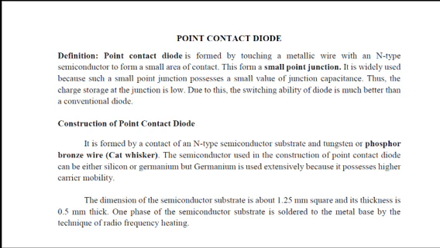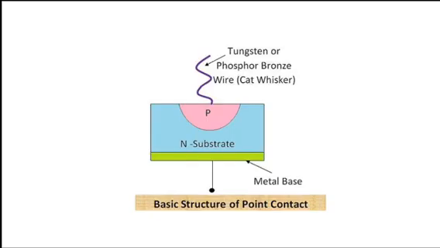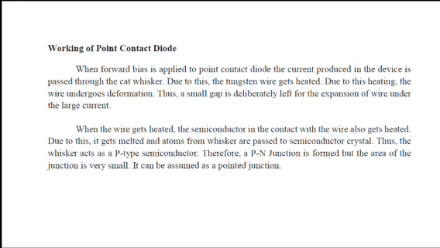In the case of the point contact diode, there is an N-type semiconductor substrate and a phosphor bronze wire. The semiconductor used in the construction of the point contact diode can be either silicon or germanium, because it possesses higher carrier mobility. The dimension of this semiconductor substrate is about 1.25 mm, and the thickness is 0.5 mm. One face of the semiconductor is soldered to the metal base by the technique of radio frequency heating. So here you can see the basic structure of the point contact diode.